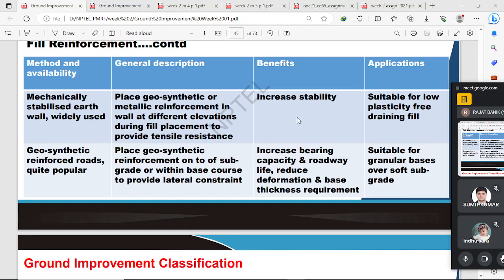The mechanically stabilized earth wall is suitable for plastic soil, but the geosynthetic reinforced road technique is suitable only for granular soil.